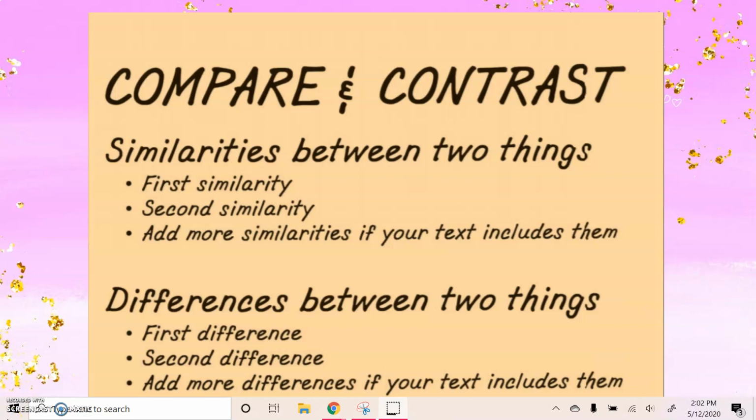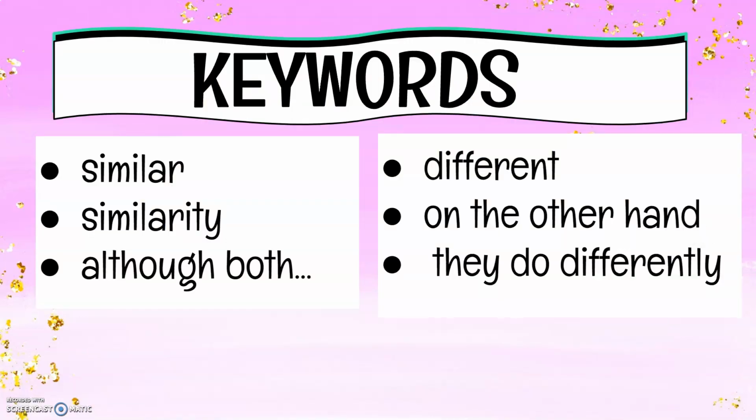Let's take a look at some key words that we can use today when we are taking our notes when we are comparing and contrasting. So on the left side here, we have our similarities keywords to help us with our notes today: similar, similarity, although, both. And on the other side, we have our keywords for our differences: different, on the other hand, they do differently.